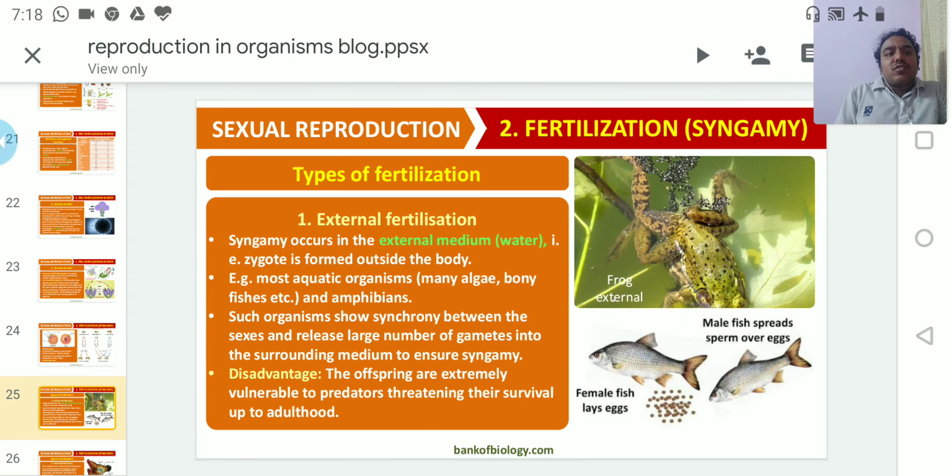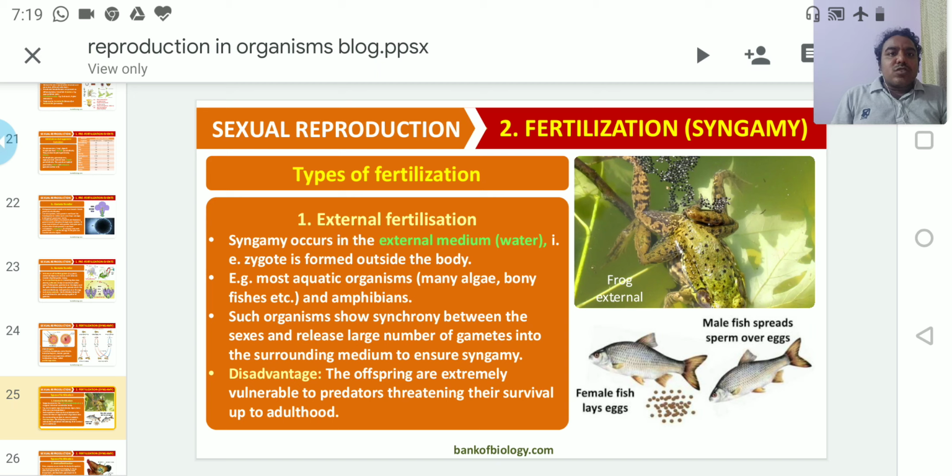Fertilization is very important. There are two types of fertilization we can identify, based on how and where it takes place. Fertilization is majorly divided into external fertilization and internal fertilization. Let us discuss one by one. External: the word itself indicates that syngamy occurs in the external medium, or outside the body of an organism. Here in this case you can see the diagram of a frog.